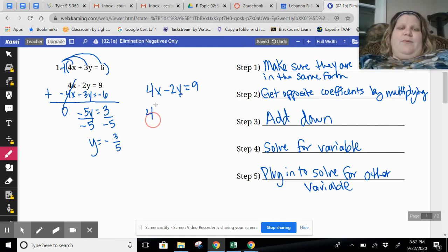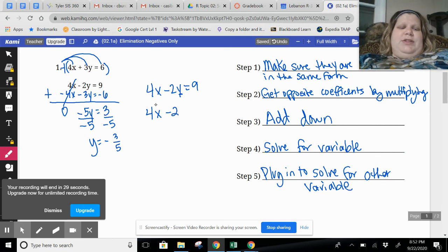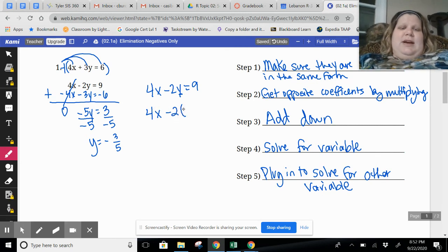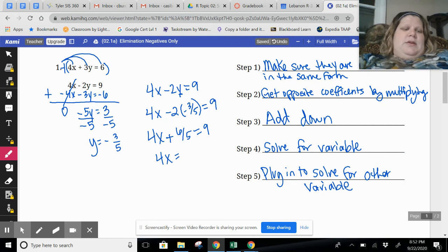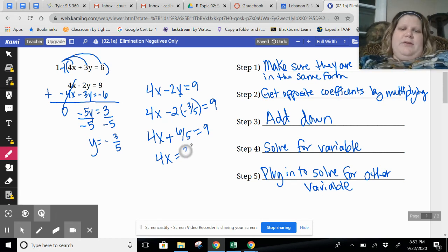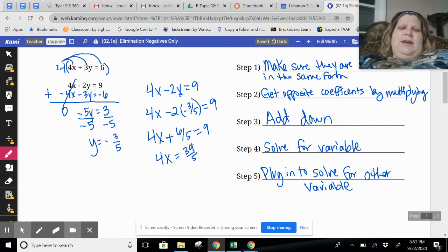So I have 4x minus 2 times negative 3/5 equals 9. 4x. Negative 2 times negative 3/5 is going to be positive 6/5 equals 9. Subtract my 6/5. So that's going to give me 39/5. Then I need to divide by 4. Use your calculator for this.